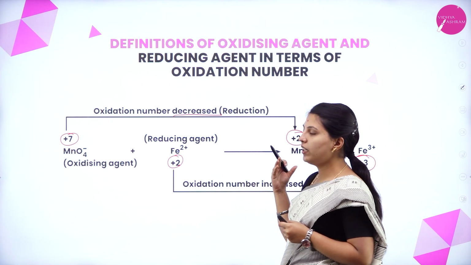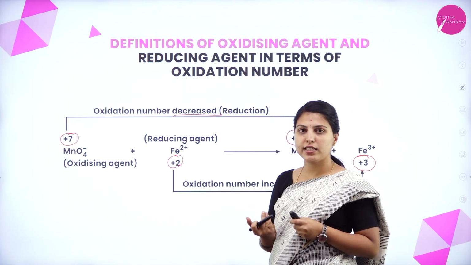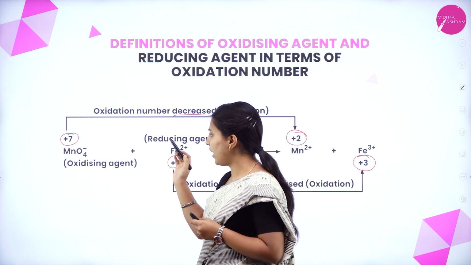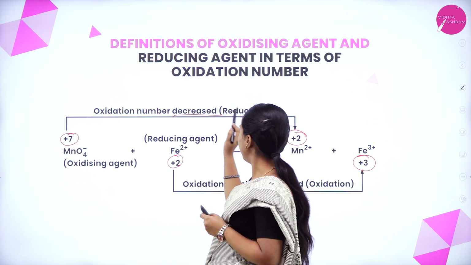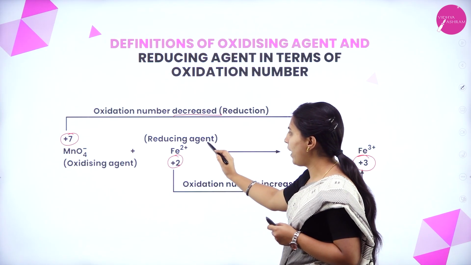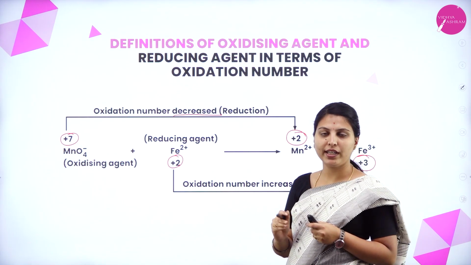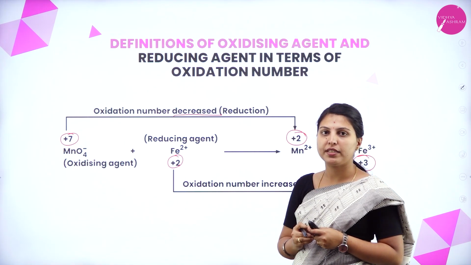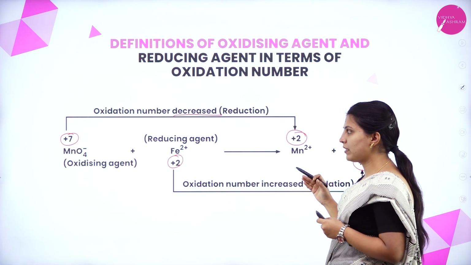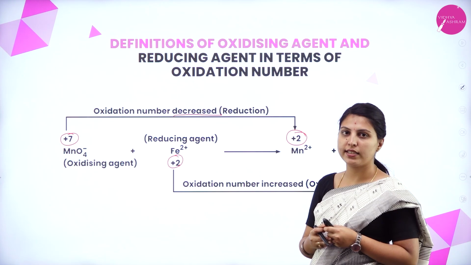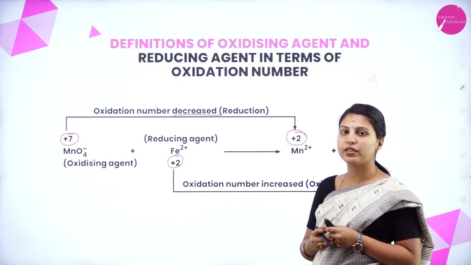This is the statement of oxidizing agent and reducing agent with respect to oxidation number. Here they have added an oxidizing agent, reduction is going to happen. Here they have added a reducing agent, oxidation is going to happen. It is a little vice versa. So this is the best example to understand the definitions of reducing agent and oxidizing agent in terms of oxidation states.